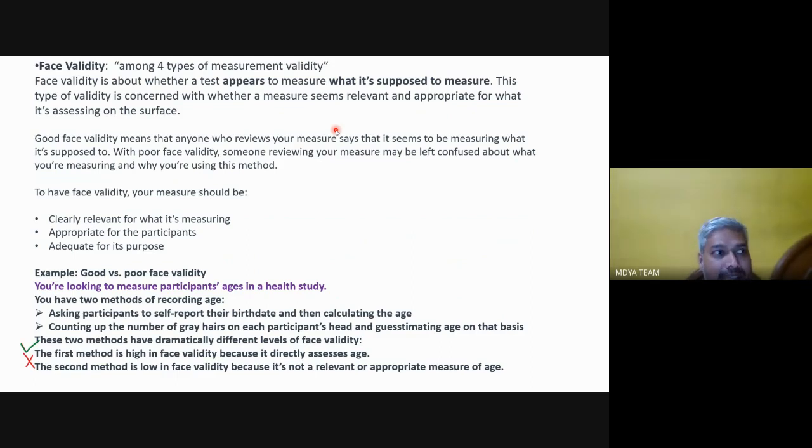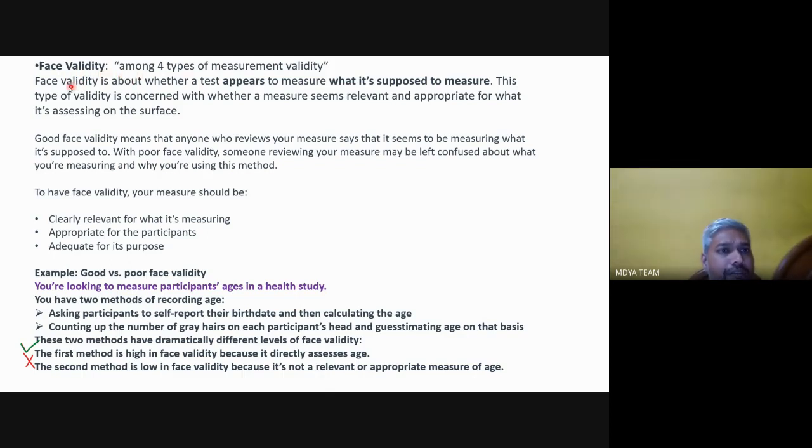Now, the third validity is face validity. Internal we have understood, external we have understood. The third one is face validity. Face validity is one among the four types of measure validity. Measure means calculative, where we do some kind of calculation. Among the four types of measure validity are face validity, construct validity, content validity, and criterion validity. These four are measure validity, right? So first we understand face validity.